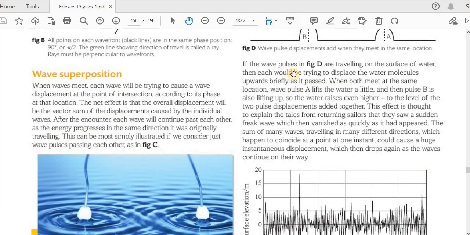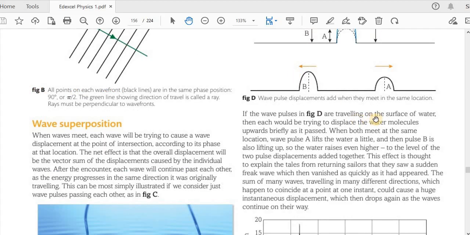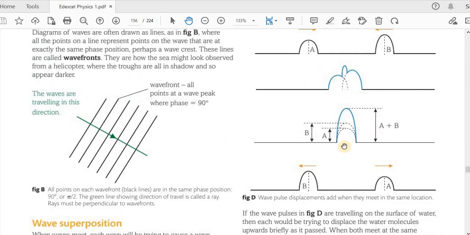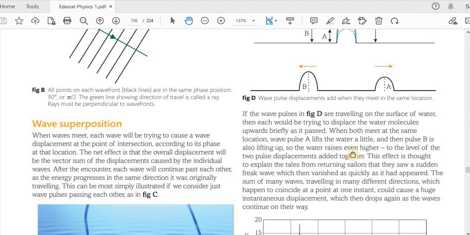If the wave pulses in figure D are traveling on the surface of water, then they would be trying to displace the water molecules upwards briefly as they pass. When both meet at the same location, wave A lifts the water a little. You can refer to the diagram. And then pulse B is also lifting up, so the water rises even higher to the level of two displacements added together. This effect is thought to explain the tales from returning sailors that they saw a sudden freak wave which then vanished as quickly as it appeared.